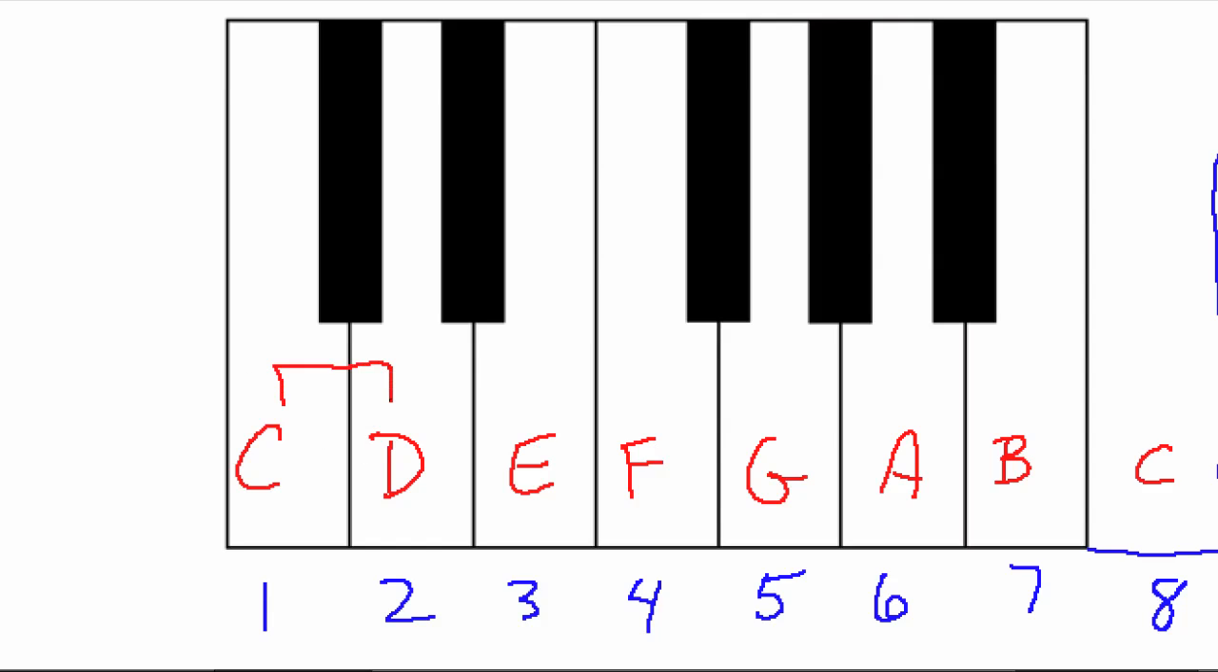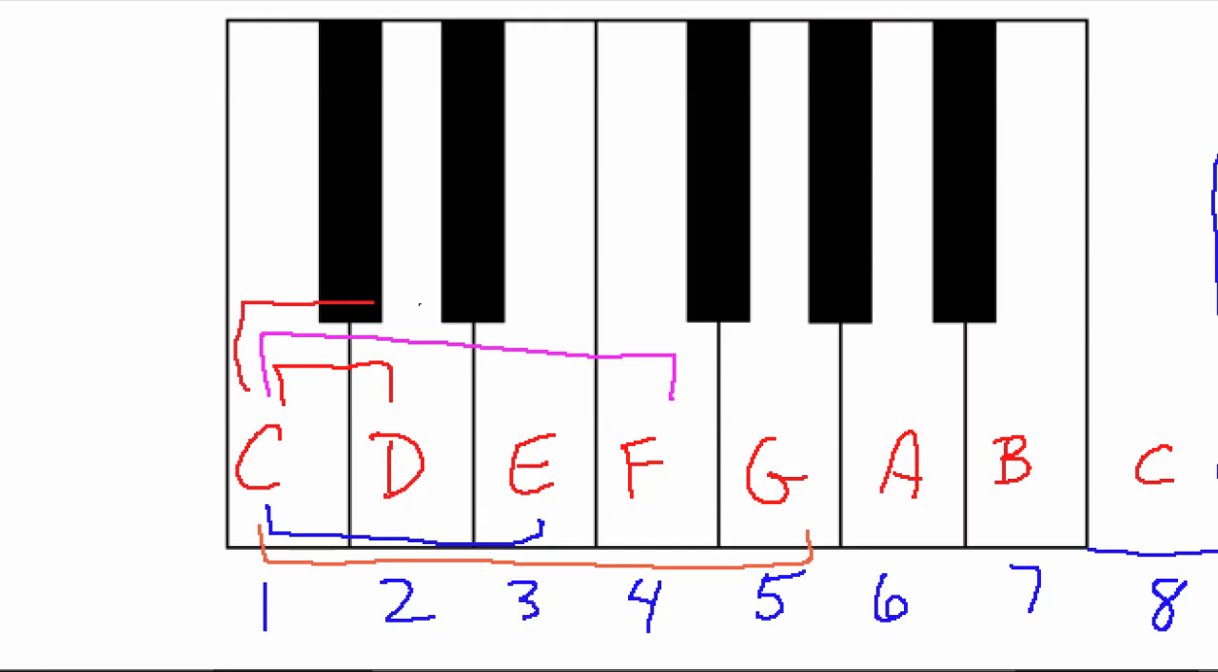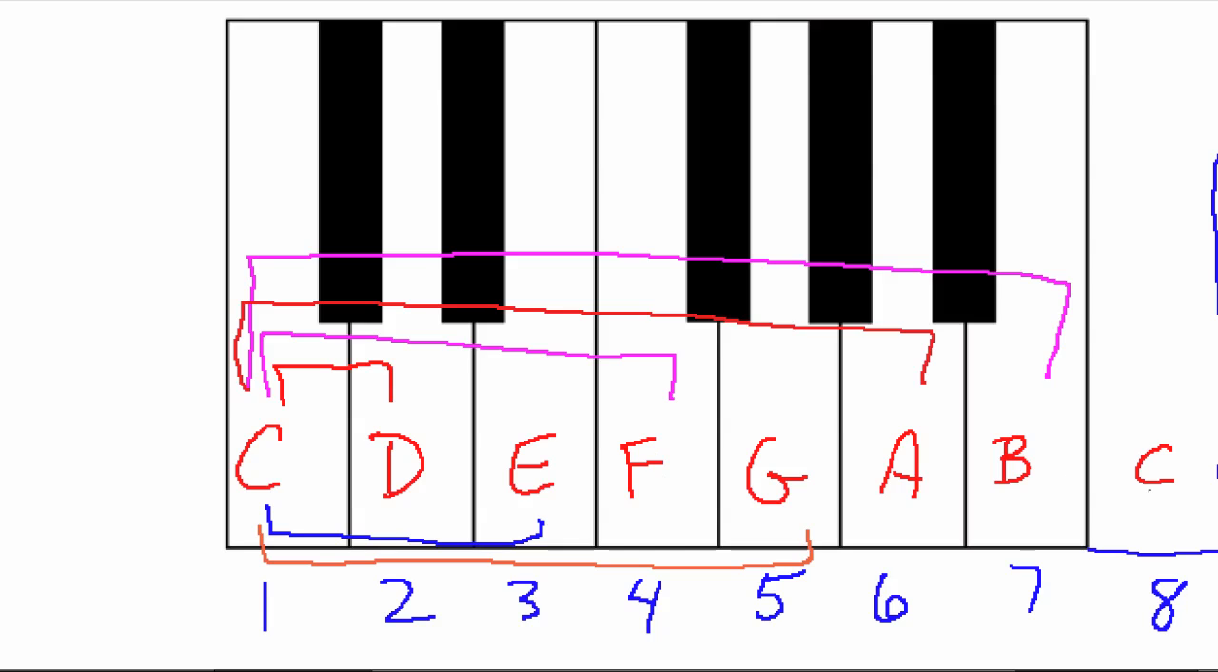This interval relationship right here, C to D, is a second. The interval relationship between C and E is a third. The relationship between C and F is a fourth. C and G is a fifth. C and A, a sixth. I'm just going to keep changing colors here. C to B is a seventh. Of course, the big one. C to C is the octave.